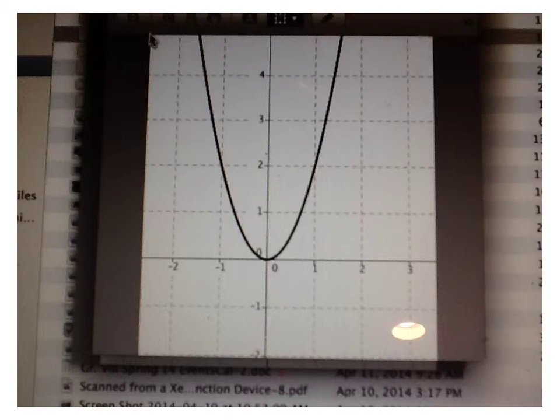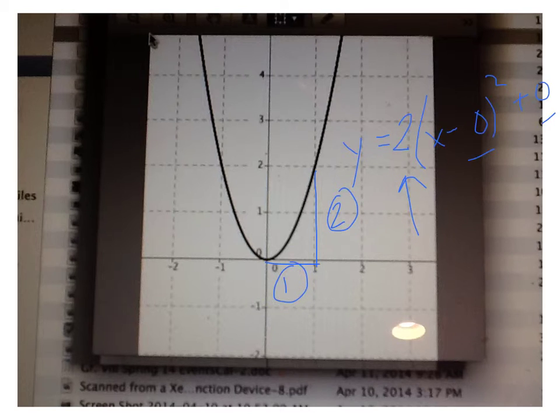So you can see that this looks essentially the same as the last one, but there's a difference. This time when I go over 1, I go up 2. So that means now I'm rising twice as fast as before. So this time it's y equals 2 times (x minus 0) quantity squared plus 0. All the things are staying the same. The vertex is still sitting on the origin, which I can see here and here. And this 2 is just saying that from the vertex over, it's going twice as fast as I would expect.